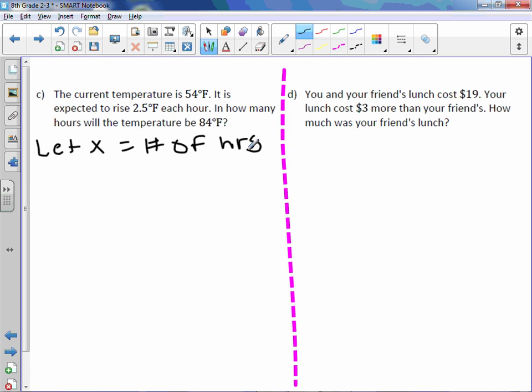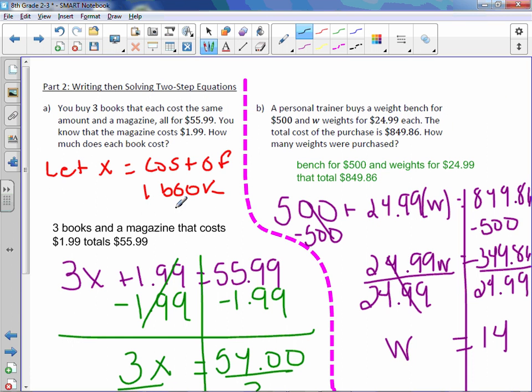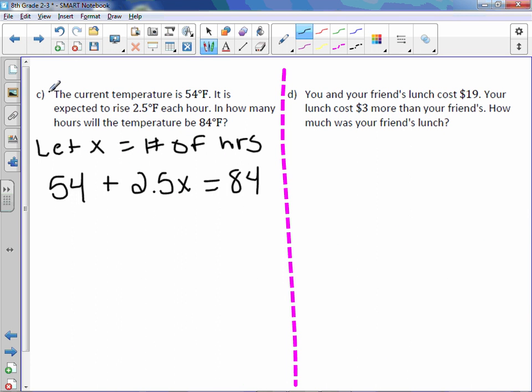Okay. So the current temperature is 54 degrees. So it's currently 54 degrees. It's expected to rise, so addition, 2.5 each hour. So 2.5 times the number of hours. And we expect this to be 84. If you do not need to rewrite like we did in A and B, I am perfectly fine with that. You can do that thought process in your head. But you definitely need the let statement and the equation.